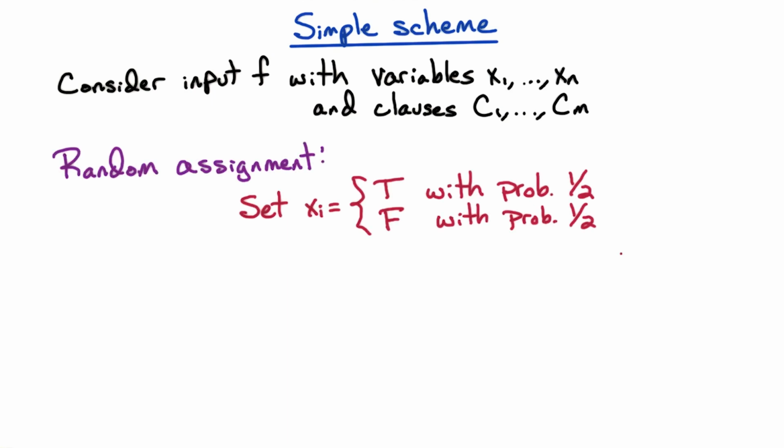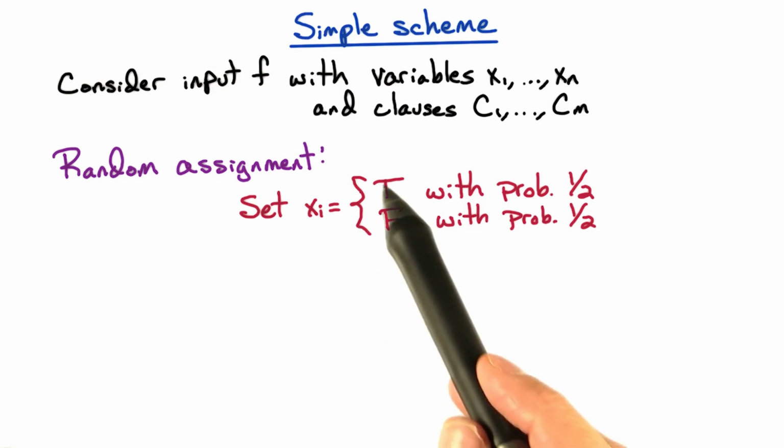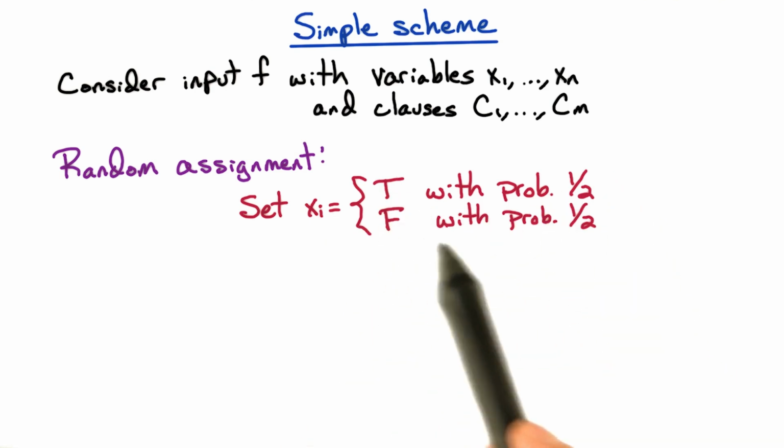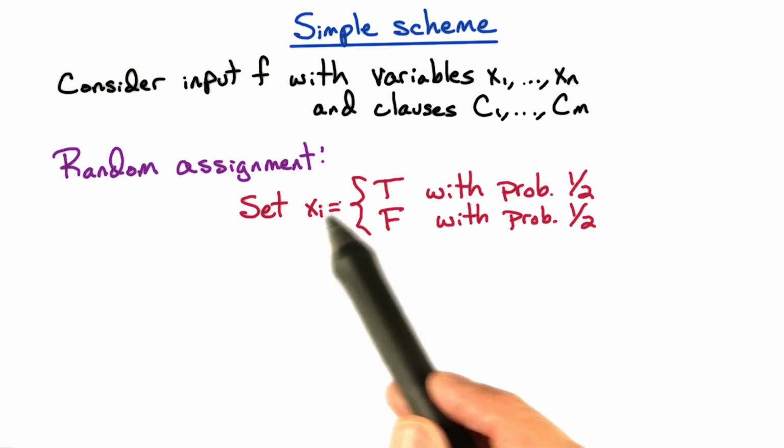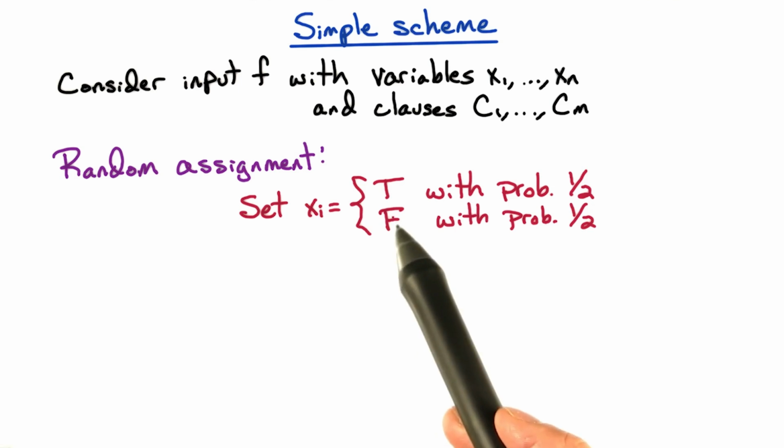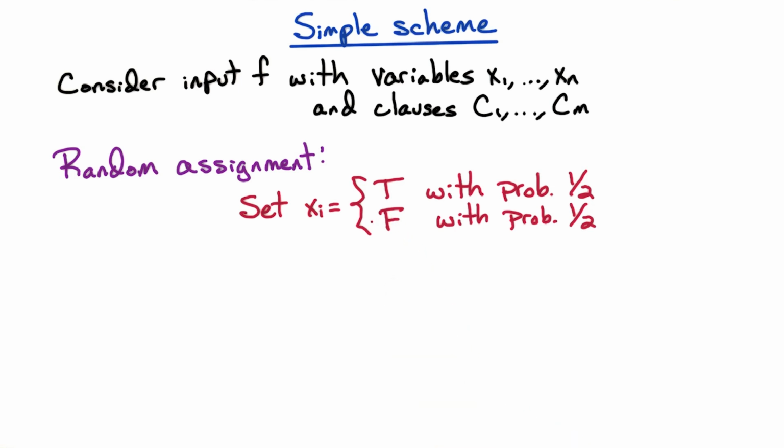For each variable xi, independently of the other ones, we're going to set xi to be true with probability 1/2 and false with probability 1/2. So we simply flip a fair coin, and if heads comes up, we set xi to be true, and if tails comes up, we set xi to be false. And we do that for all n variables. Now, how does this random assignment perform?